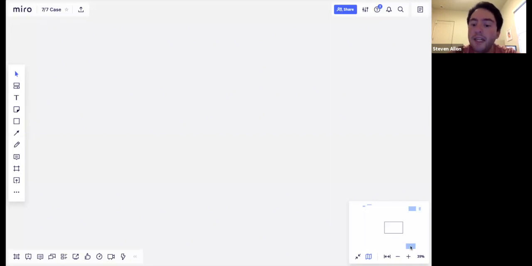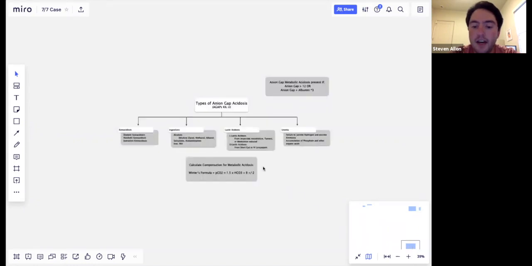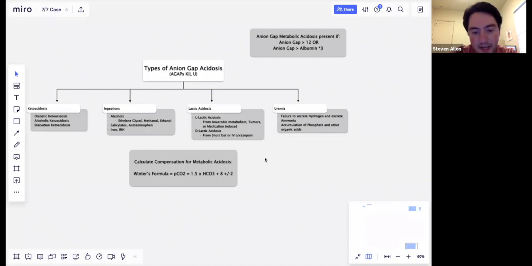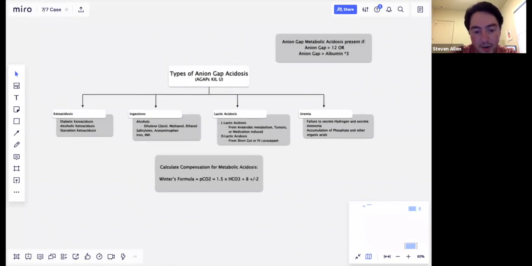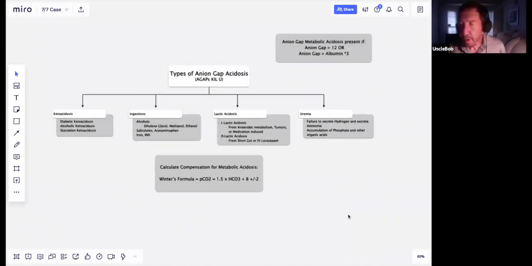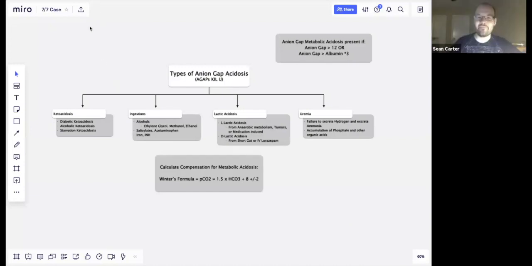So before we begin, we're just going to do a quick review of last week's case, specifically the approach to anion gap acidosis. And I'm going to let Dr. Centaur go over that. So I believe that we've posted this on, have we posted this on Twitter, Sean? Yeah, we have. Okay. So the way that I teach increased anion gap acidosis is KILL-U.